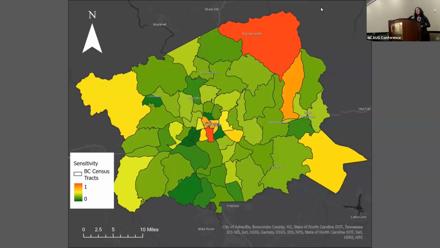All right, and so very briefly, this is the sensitivity map that I created. I just want to point your attention to census tract 9, which is this area here below the Asheville downtown area. I also want to point out census tract 29, which includes Barnardsville. I'll be talking about these quite a bit later on, so just make sure to keep those in the back of your mind for now.